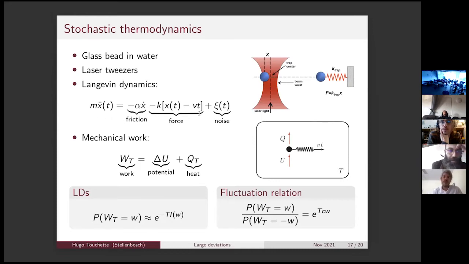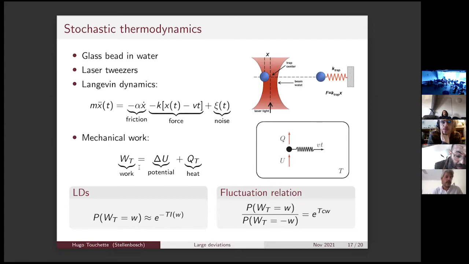So you have Newton's equation in which you have Gaussian white noise because of the influence of the surrounding liquid, water for instance. And you have the friction term, and then you have the force, which is the laser force. Again, in some approximation, it's a linear force, so a linear spring force.